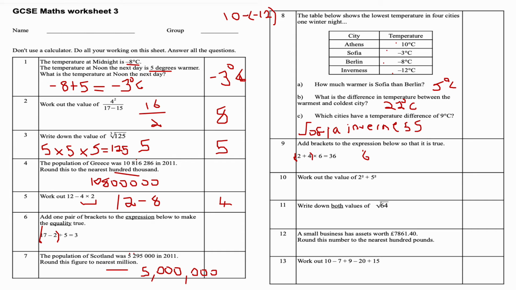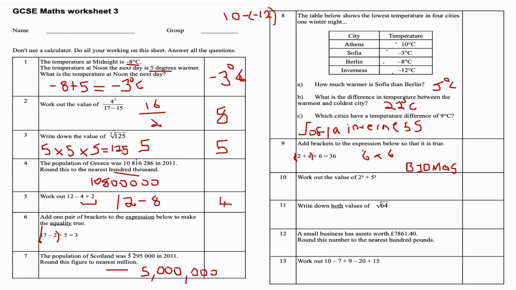Okay, so that's using BIDMAS. 6 sixes are 36. Okay, so we are using BIDMAS here, or BODMAS. Okay, so it's the idea of we start off with brackets, indices, division, multiplication, addition and subtraction, and we always follow this convention when we have like a multiple sums problem.